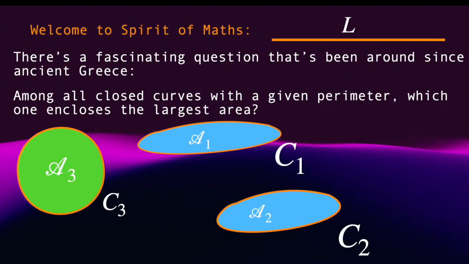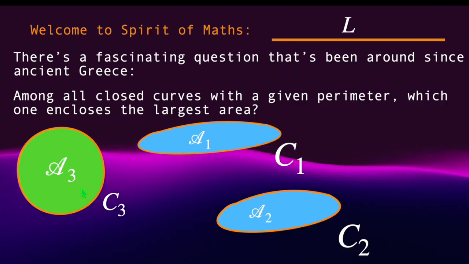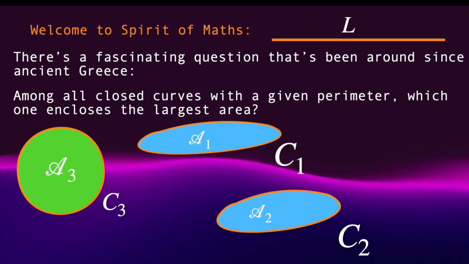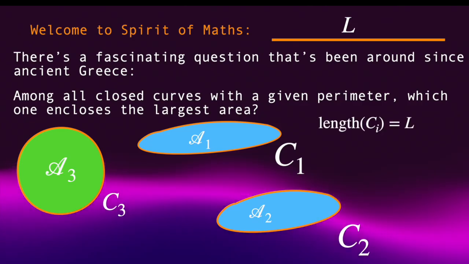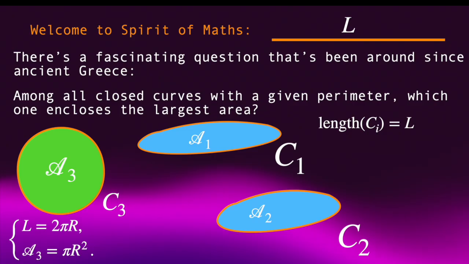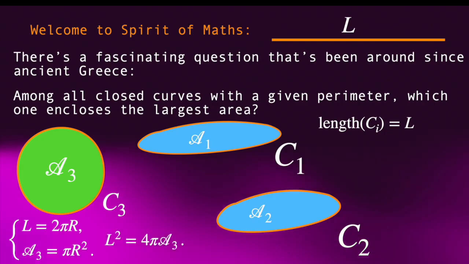So now in this situation we can give a relation between the area and the length of the curve L. We have that the perimeter L is equal to 2 pi r, where r is the radius of the circle, and the area A is pi r squared. And of course we have this relation: L squared is equal to 4 pi A.